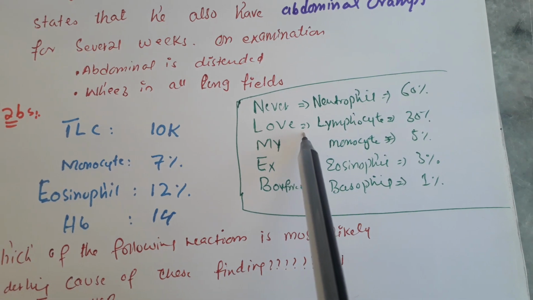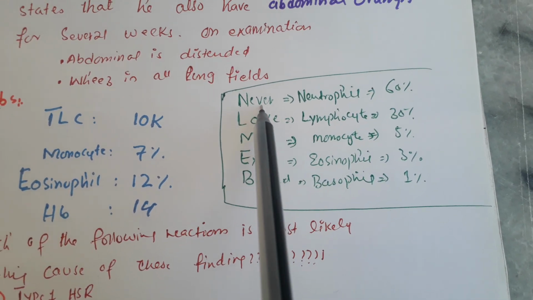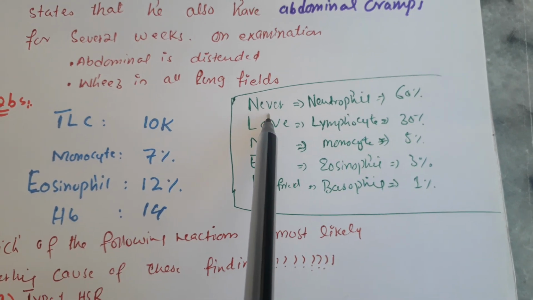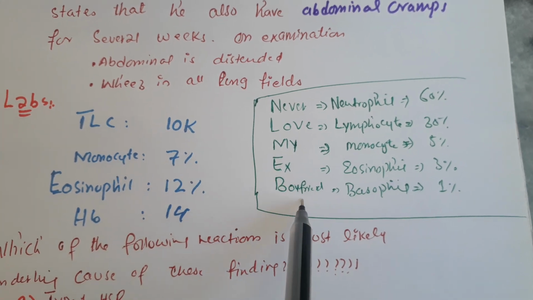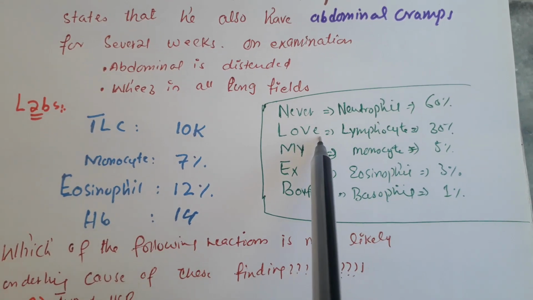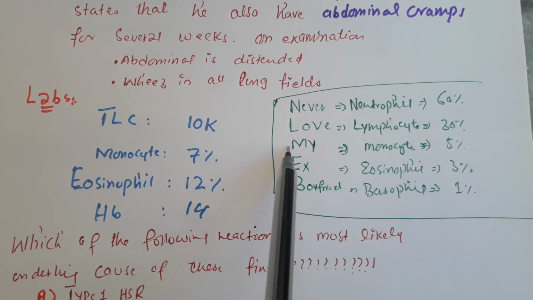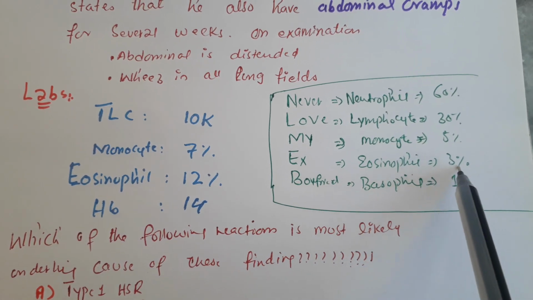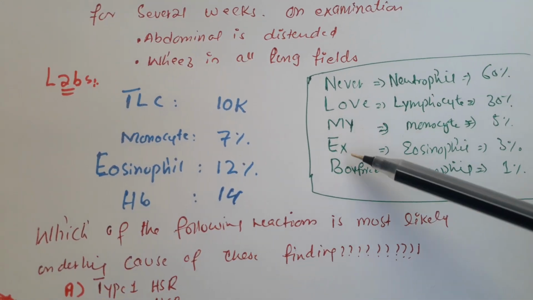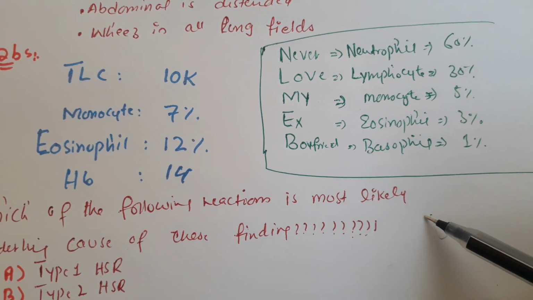I already explained in the last video how you will remember the percentages of the leukocytes. Never love my ex-boyfriend. N is neutrophil 60%, and half of 60 is 30, that is for L, lymphocytes. M is monocyte 5%, and eosinophil is 3%. Like you see eosinophil, you write eosinophil like this, okay, E is like this.